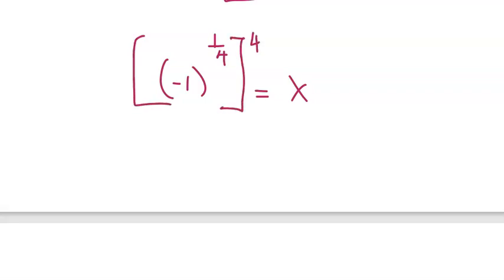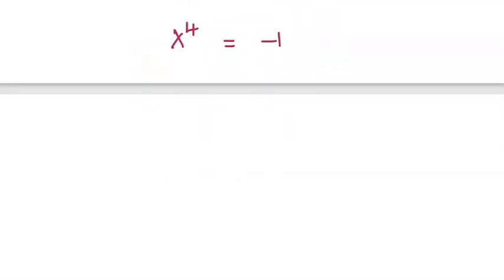For my second method, we're going to call negative 1 to the power of 1 over 4, x, right? And when we raise both sides to the power of 4, we can see that this will cancel this. And from the right hand side, we have x raised to the power of 4 will be equal to negative 1 from the left hand side. The negative 1, take it to the left hand side, that will become x raised to the power of 4 plus 1. Then this is equal to 0, right?